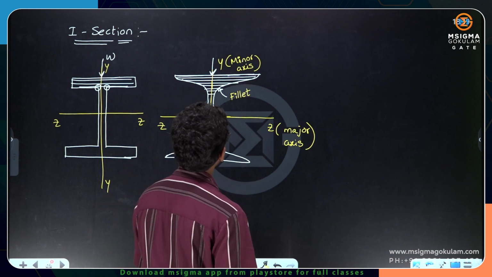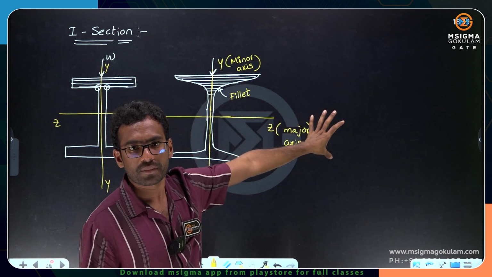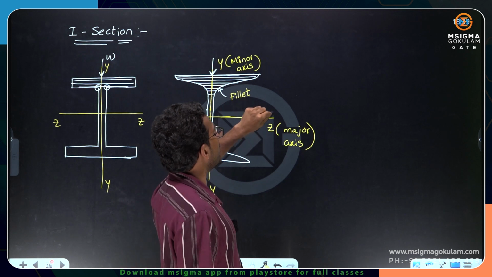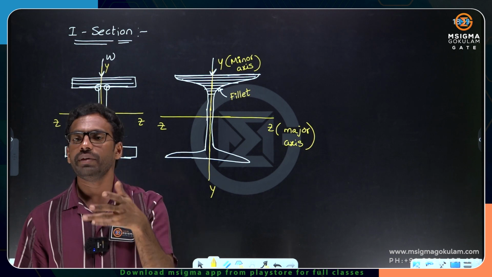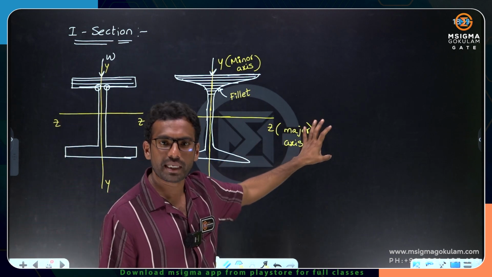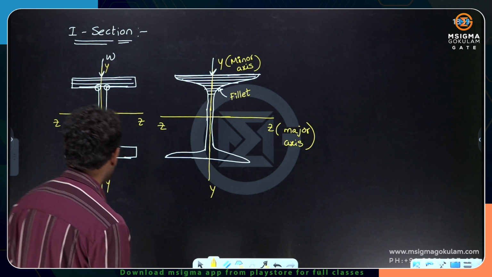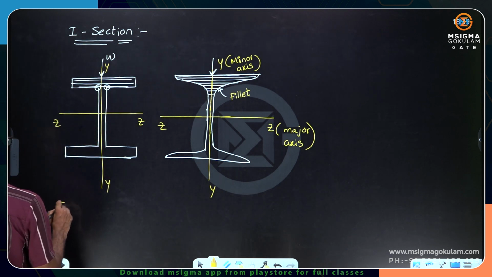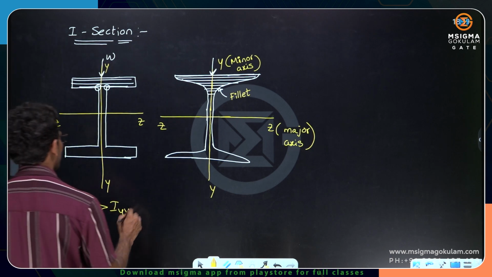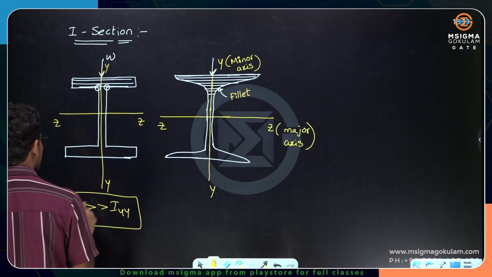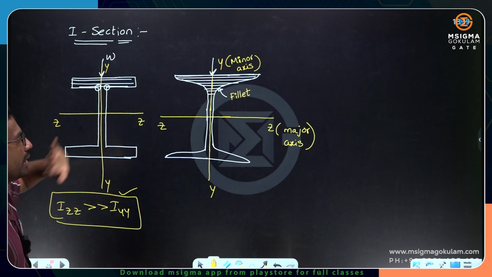Understand, dear students, why the ZZ axis, the horizontal axis, is called the major axis. The reason is very simple. The criterion for deciding major or minor axis depends purely on moment of inertia. The I section has a larger moment of inertia about the ZZ axis than about the YY axis. Therefore, the ZZ axis is called the major axis. For an I section, IZZ is more than IYY. So the ZZ axis is the major axis and the YY axis is the minor axis, because it has the least moment of inertia.